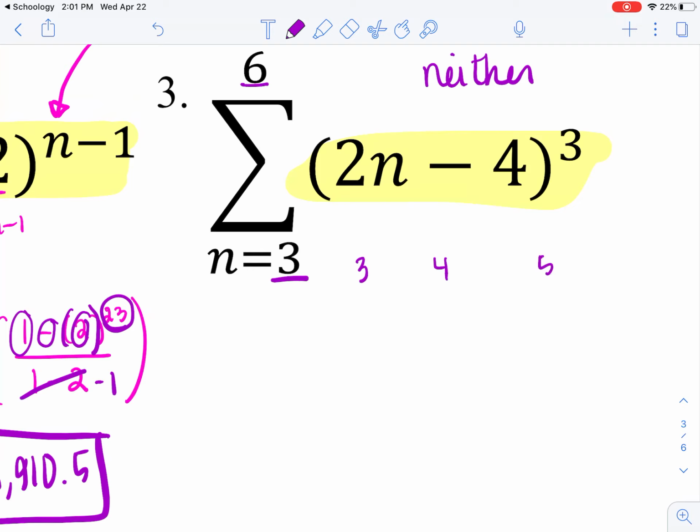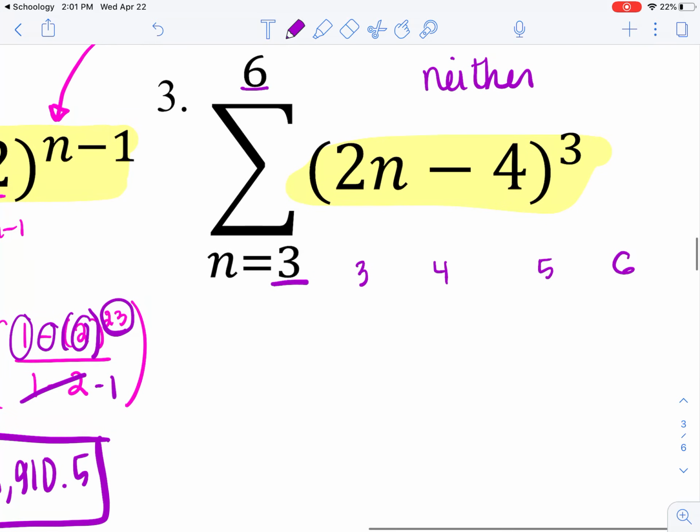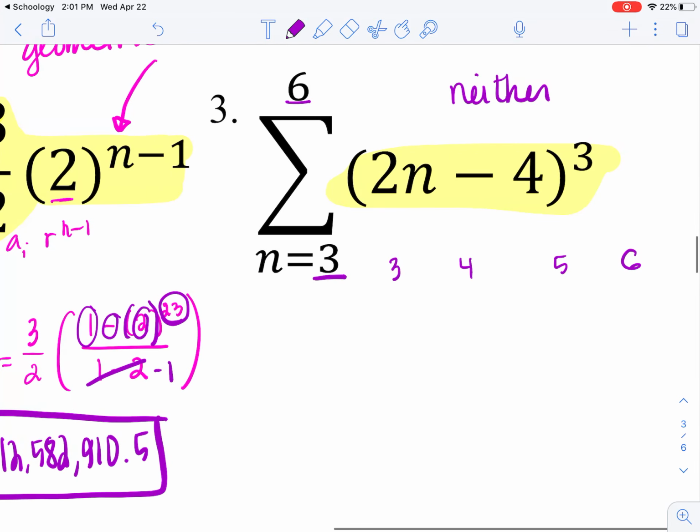3, 4, 5, 6. I'm going to plug in. Okay, so I'm going to plug in 3. 2 times 3 is 6. 6 minus 4 is 2. 2 cubed is 8. Plug in 4. 4 times 2 is 8. 8 minus 4 is 4. 4 cubed is 64.